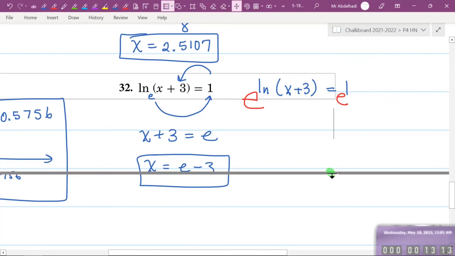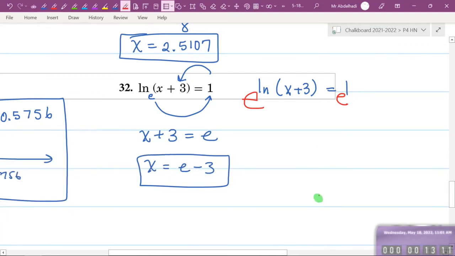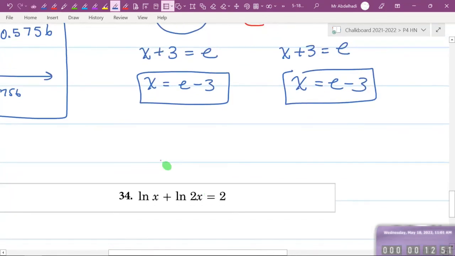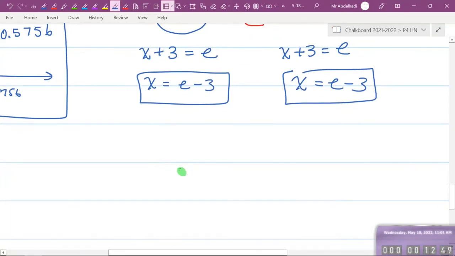Now, what happens there? This is the base property of logarithms now. The e and the ln cancel out, and this just becomes x plus 3. And this is just e. And you get the exact same answer. Okay? So there's 2 ways you can do this. They both work. You can take the log of 2 sides of an equation, or you can make both sides the power of something.